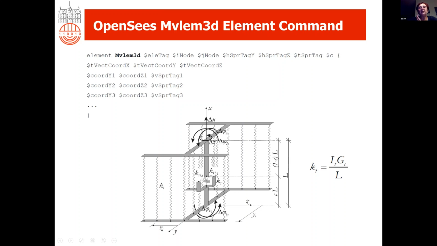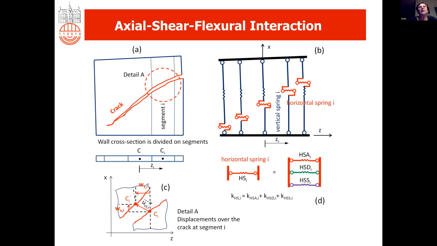for the horizontal spring. We have two of them in each direction, and one for the torsional spring. The parameter C is still used, and then when we define the vertical spring, we have to define two coordinates instead of one, and of course to define the material of each spring.